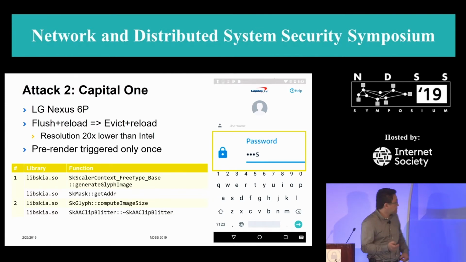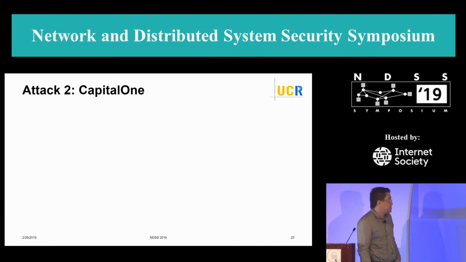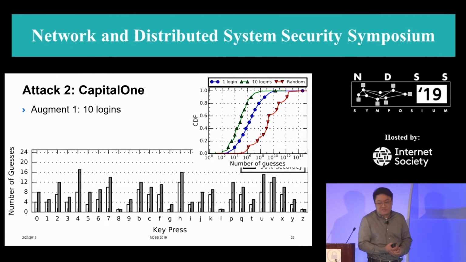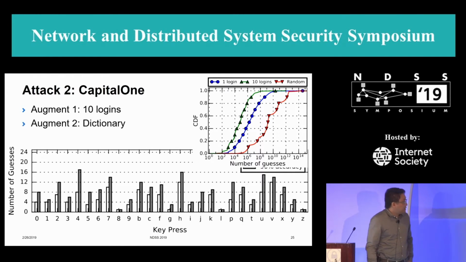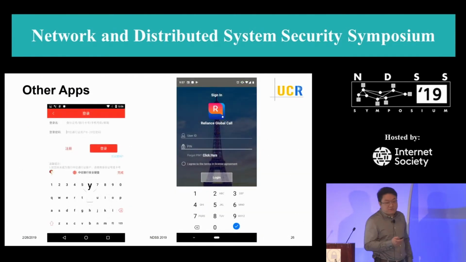Now, because of the lowered resolution, our attack is not as accurate with just one single login attempt capture. But with 10 login attempts captured, we can still predict most of the keys within 8 guesses, 90% accuracy. And with password cracking, we are doing 1,000 to 10,000 times faster than random guess. Finally, with a dictionary, 30% to 60% of the passwords can be cracked in the first try, depending on how many login attempts the attacker can capture. We also attacked some other Android apps, which you can find in the paper.